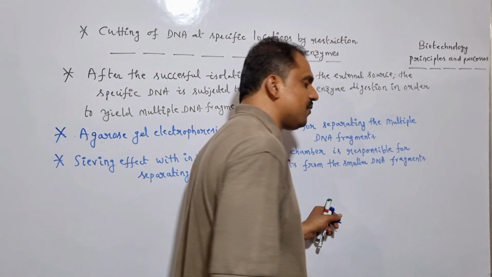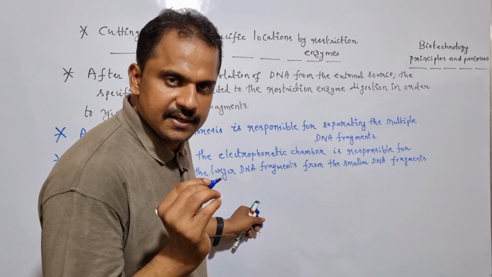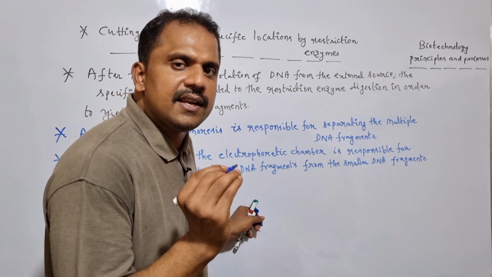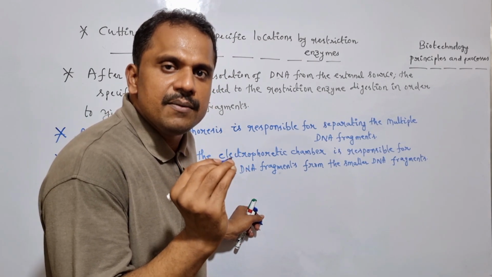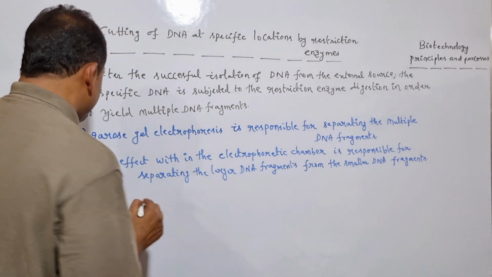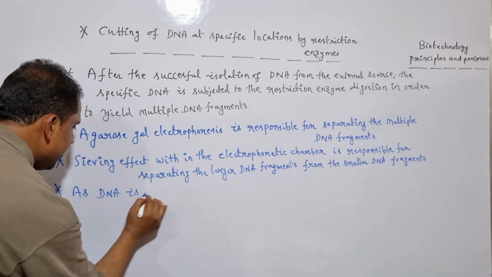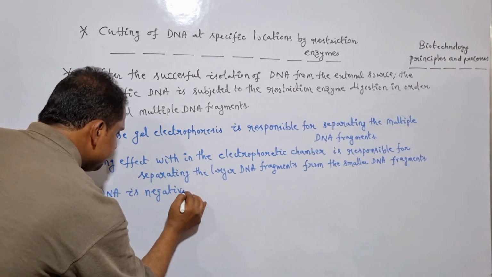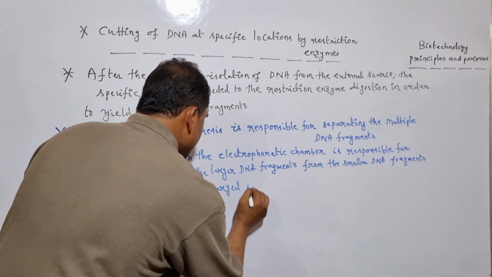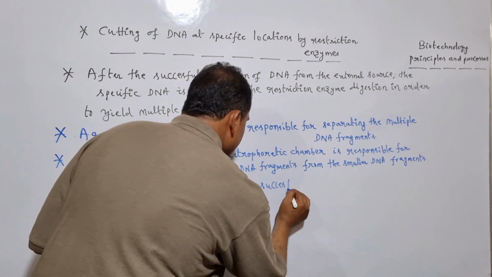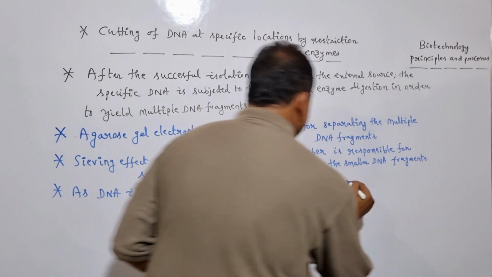And here, as we all know, DNA is negatively charged. The specific DNA successfully migrates towards the anode. Is it clear? As we all know, the specific DNA is negatively charged. Within the electrophoretic chamber, the specific DNA successfully migrates towards the anode. As DNA is negatively charged, it successfully migrates towards the anode.